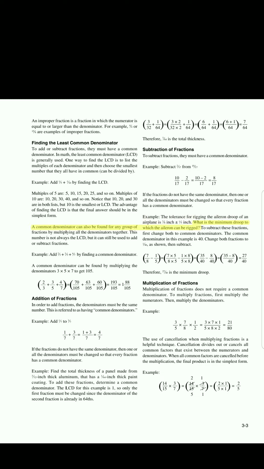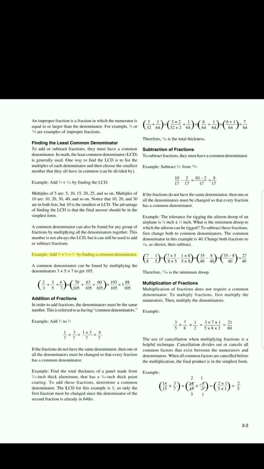A common denominator can also be found by multiplying all the denominators together. The common denominator is not always the LCD, but it can still be used to add or subtract fractions. First change both to common denominators. The common denominator in this example is 40. Change both fractions to 1/40, as shown, then subtract.